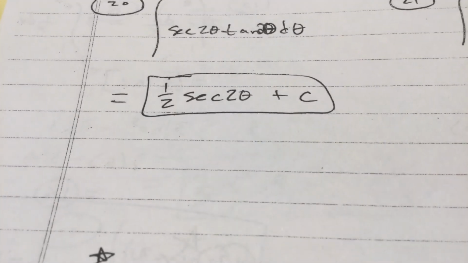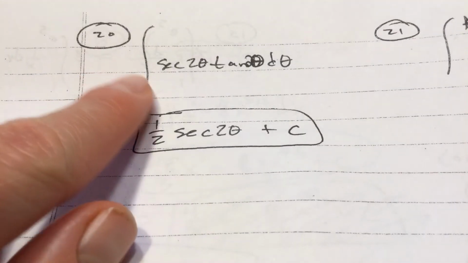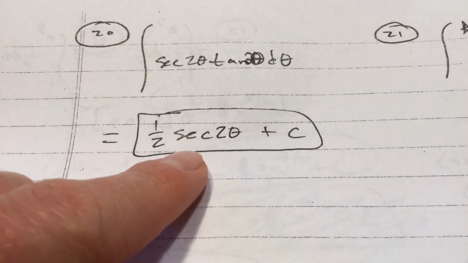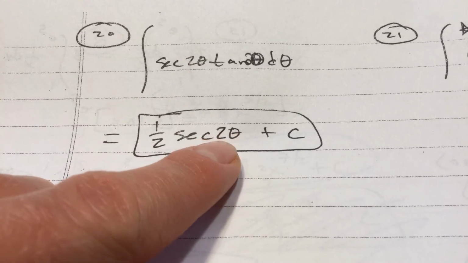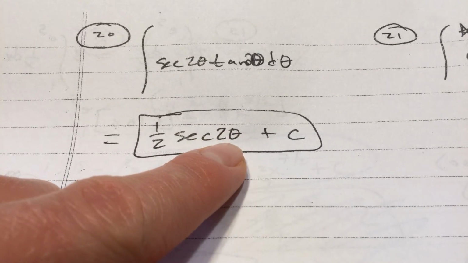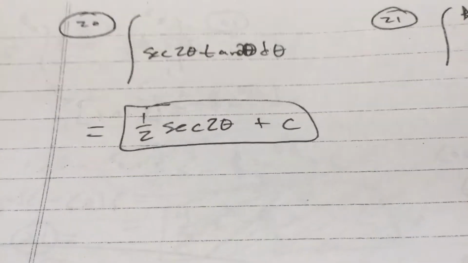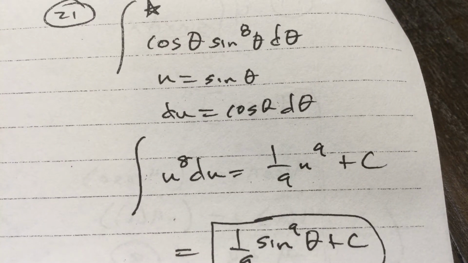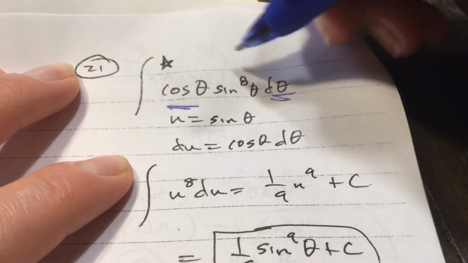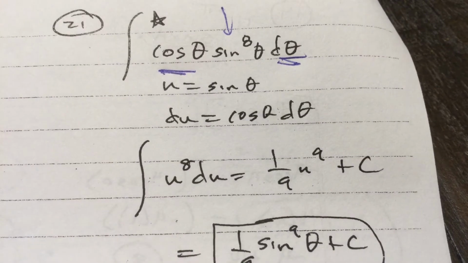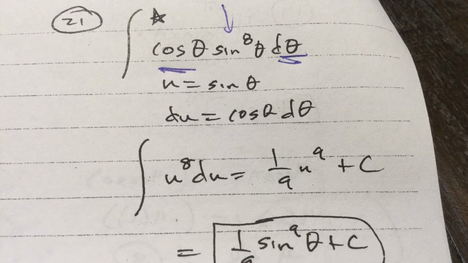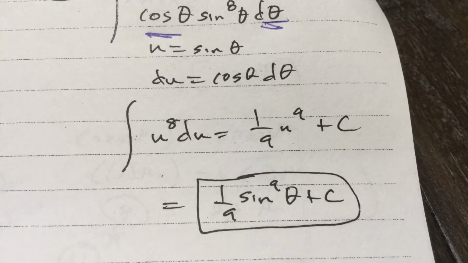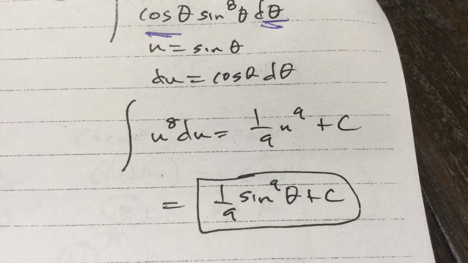Just take the antiderivative. For any secant x tan x, the antiderivative is secant of whatever that x is. Now the derivative of 2 theta would be 2, so the antiderivative is going to give you 1/2 on the outside. On 21, we've done something very similar in the notes. u is going to be sine theta, so du is simply right there. That's u, that's du. So I'm going to have u to the 8th, one power up divided by the new power plus c. Plug in u. No bounds there.